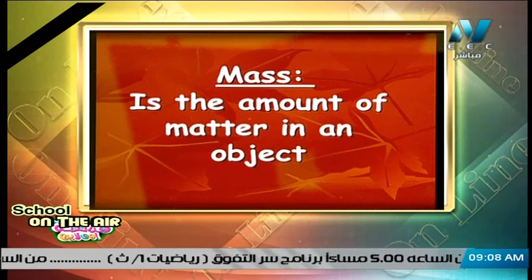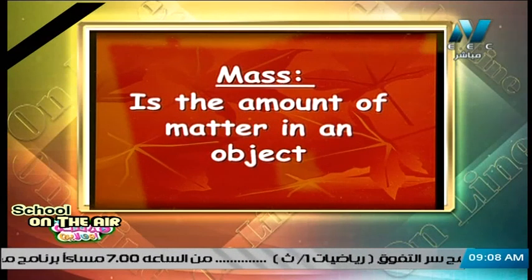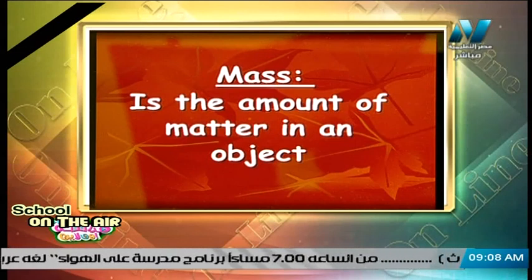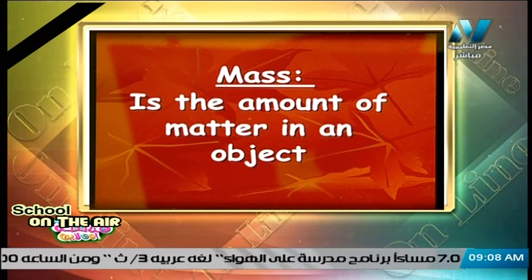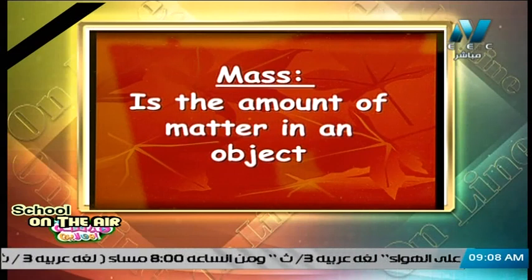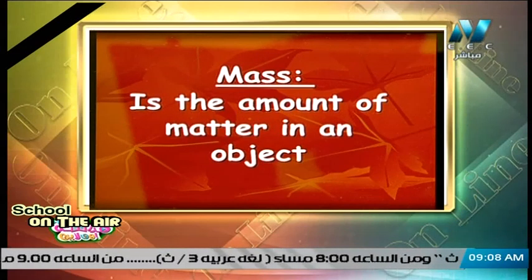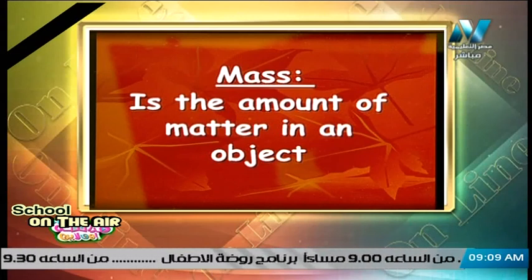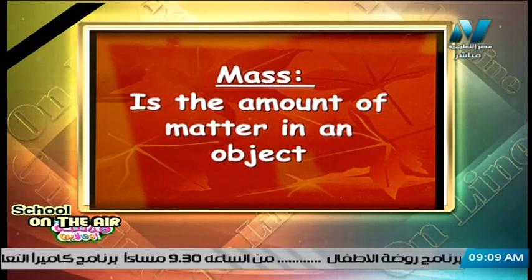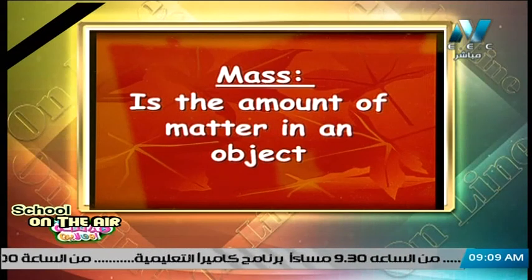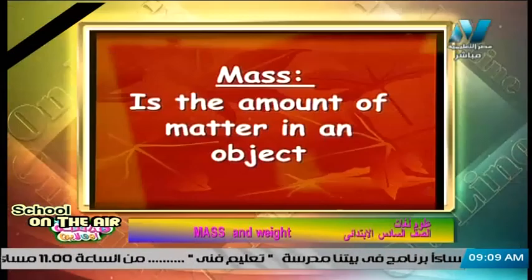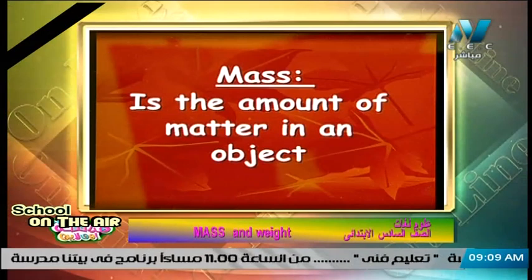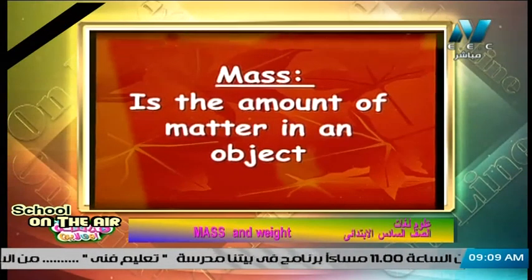What does it mean? What's meant by the mass of a wooden door is 25 kilogram? The door is made of wood. It means that the amount of wood in the door is 25 kilogram. So now what's mass? Mass is the amount of matter in an object.